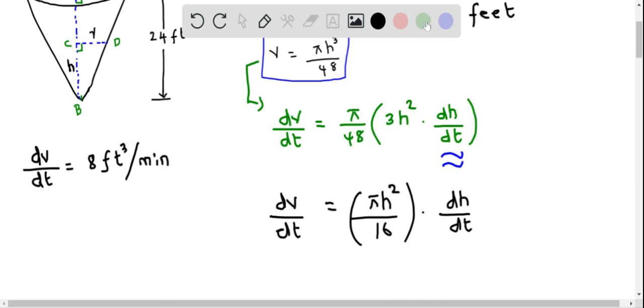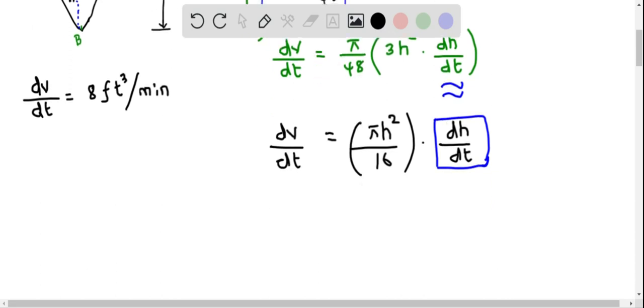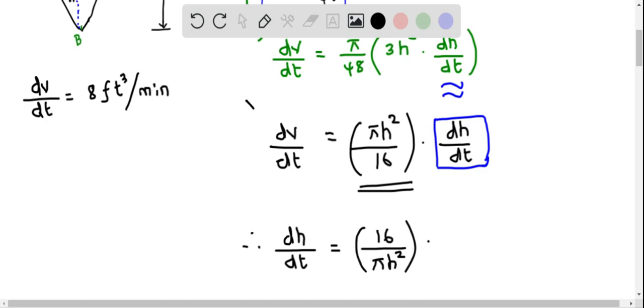Now we want only this term on one of the sides, either on the right or on the left. So let's multiply by the factor 16 and divide by the numerator, that is pi h squared. Therefore we can write dh/dt equals 16 divided by pi h squared, multiplied with this expression on the left, that is dV/dt. So we now have solved for dh/dt.